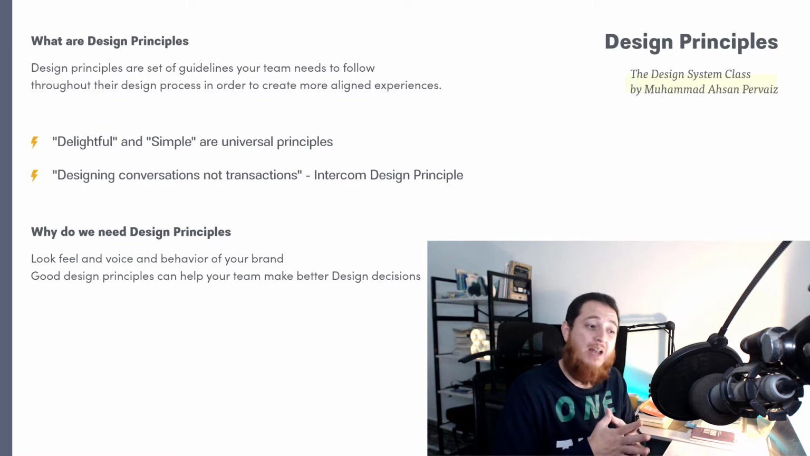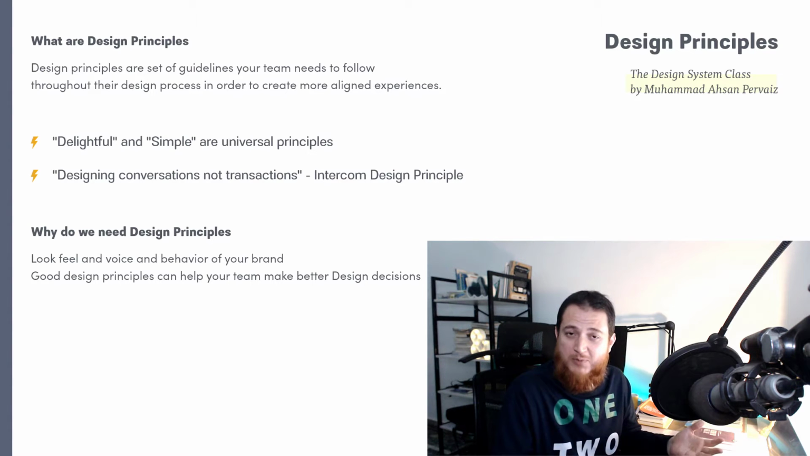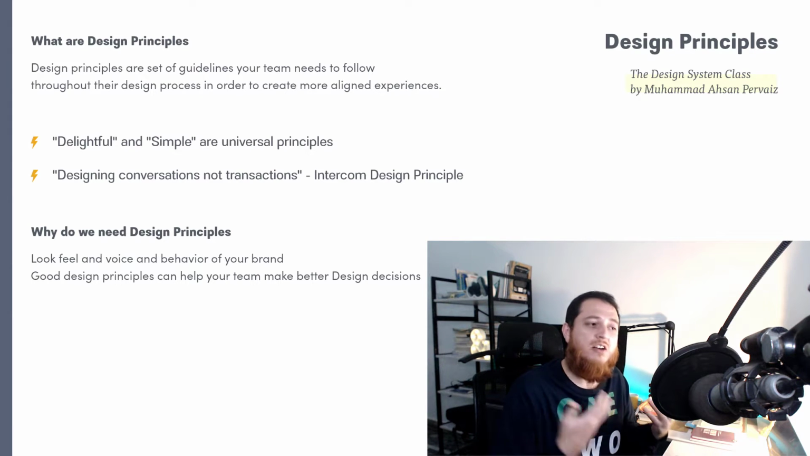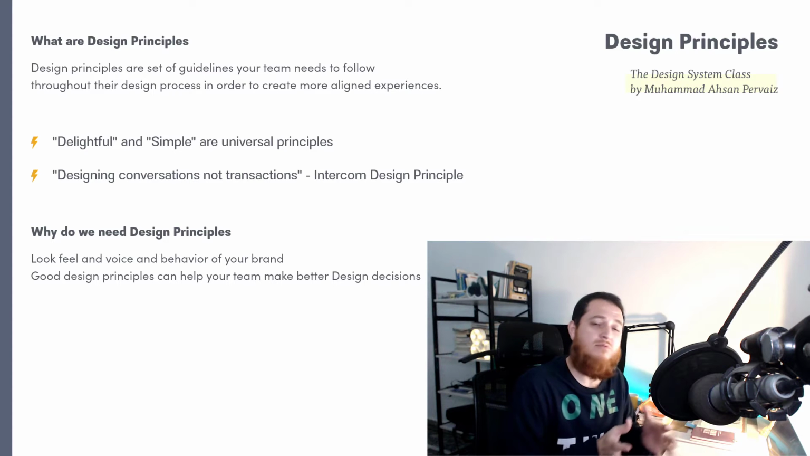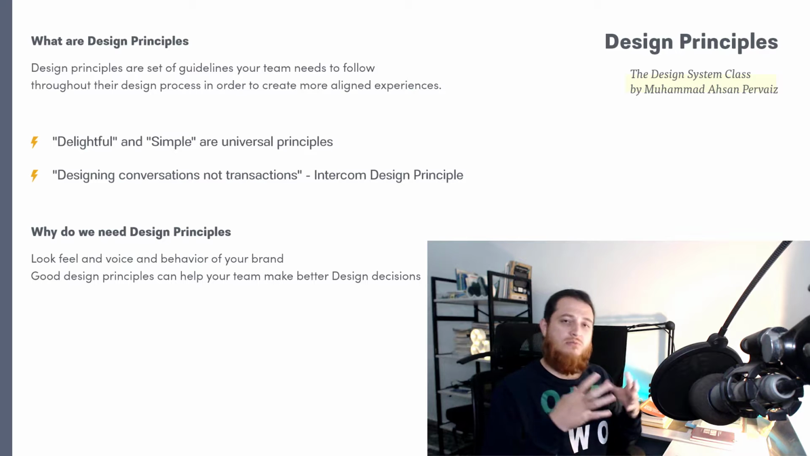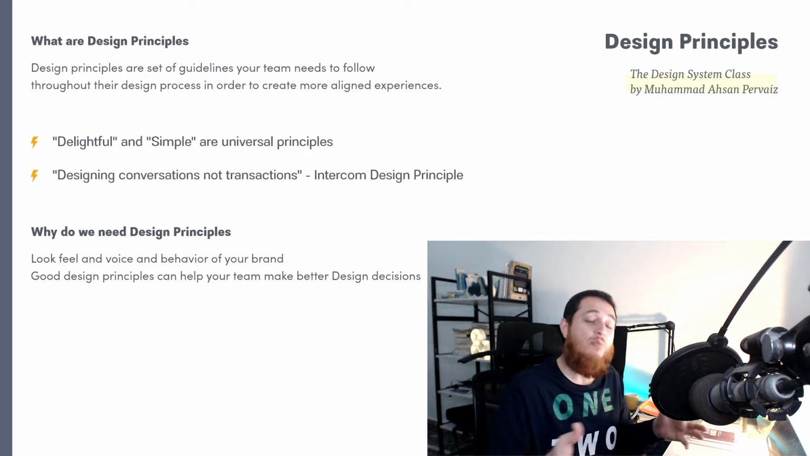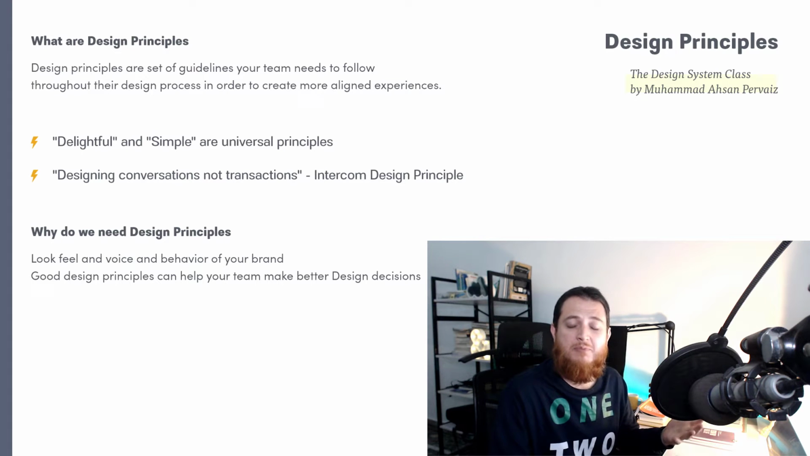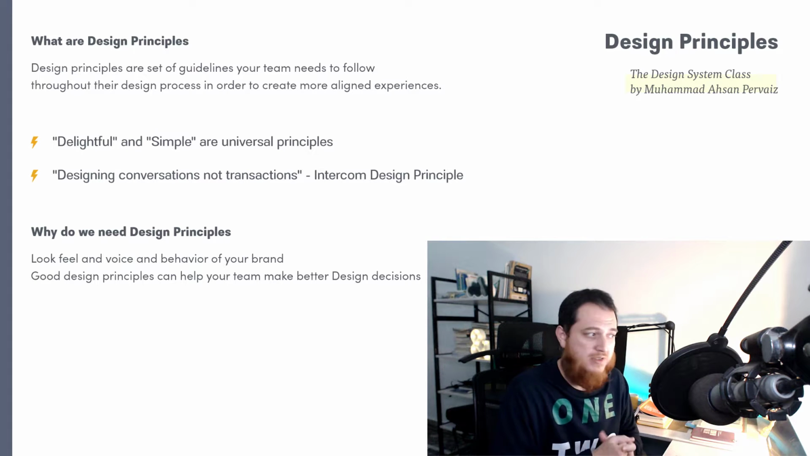So let's get started. First, we are going to introduce what design principles actually are. Design principles are basically guidelines that are going to help you along your whole design process, from the start to the finish, where the design direction is going to be. Why? Because we can have a more aligned or similar experience across different products or platforms.